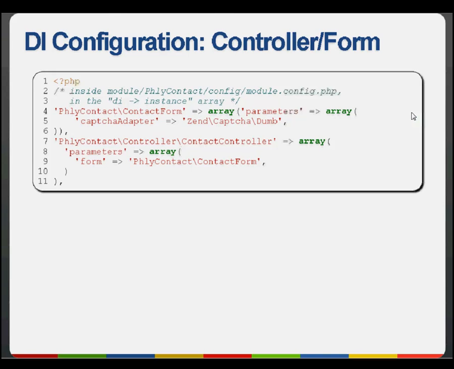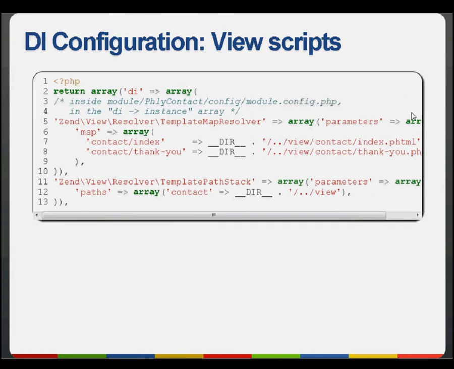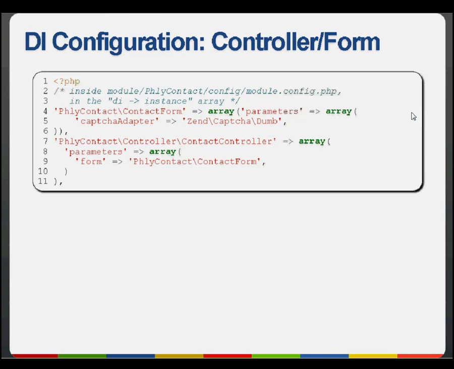For the contact form, then, for the DI instance, we're going to say that we are going to use the Zend CAPTCHA dumb CAPTCHA adapter, and this is one that simply prints out a random string and tells you to type it in backwards. The contact controller, we're telling it that we want the form to be injected and we want to use the contact form. Since we didn't type in on contact form, this ensures that it gets injected correctly. So the full DI configuration is over these 3 or 4 slides here.